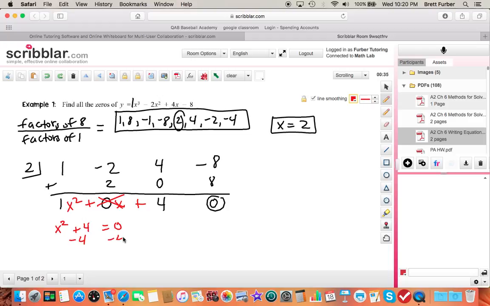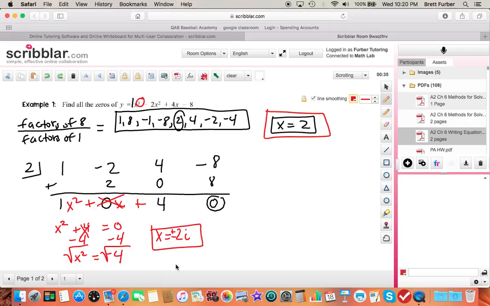So I subtract 4 from both sides. I get x squared equals negative 4, and of course when you take the square root of a negative, that gives me an i. So this is going to be positive or negative 2i. So there's 2 roots, and then here's the other one. So now you have 3, which is what I had in the original problem. So the zeros of the function, or the roots, or the solutions, however you want to call it, would be 2, and positive 2i, and negative 2i.